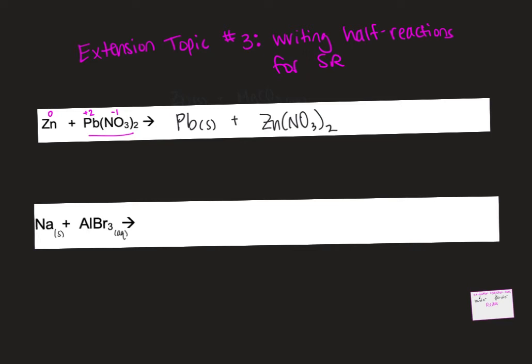If you go over to the product side, lead is in its elemental form, 0 charge. Nitrate doesn't change, so nitrate is actually a spectator ion in this case. But the zinc does change to a +2. So there's been an exchange of electrons here. That's what we mean by oxidation reduction.